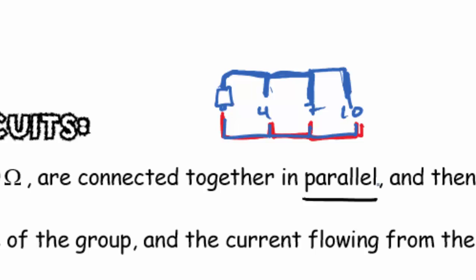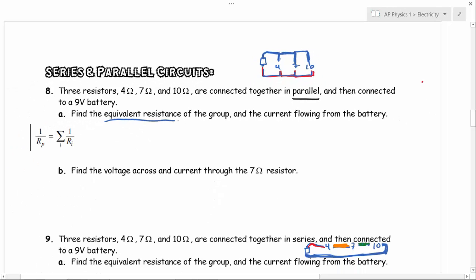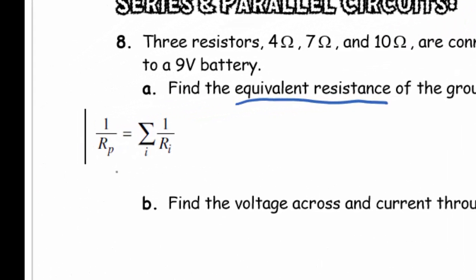So first off, I need to find the equivalent resistance of the group. I look at my equation sheet, and I notice this little guy over here. This little P stands for parallel, and it says the reciprocal of the equivalent resistance of a parallel circuit is equal to the sum of the individual reciprocals, the inverses. What this is basically saying is that as you add more resistance to your circuit, the overall resistance is going to decrease in this way.